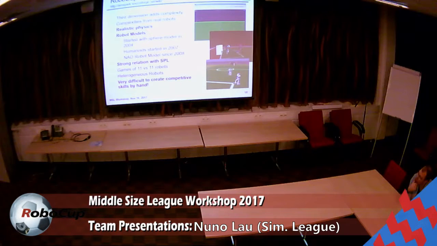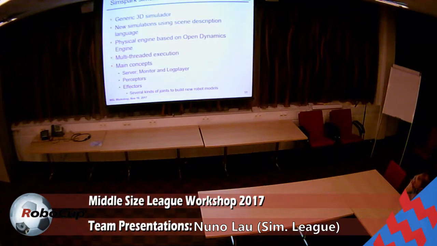And so it was envisaged by the simulation 3D community to have a simulator that would work in 3D, that would be based on physics, real physics or simulated physics quite similar to real physics, and that would allow us to go closer to real robots. It started in 2004, then it moved to humanoid models in 2007, and now in 2008 it has a strong relation with the SPL, and now it works with games of 11 against 11. And it is quite difficult to create skills by hand.